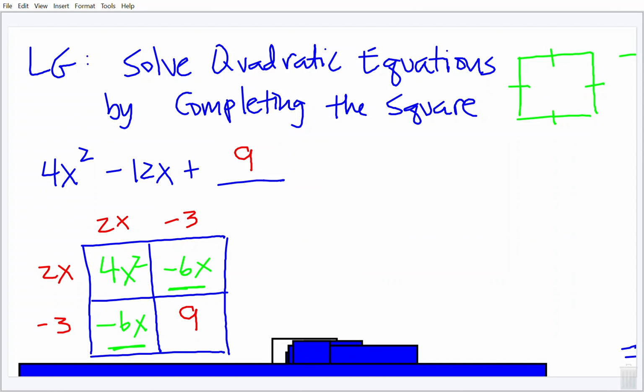And as a final note, because this is the area model, 2x minus 3 times 2x minus 3 will equal 4x squared minus 12x plus 9, so we can also write it in this form. So 4x squared minus 12x plus 9 is equal to 2x minus 3 all squared.